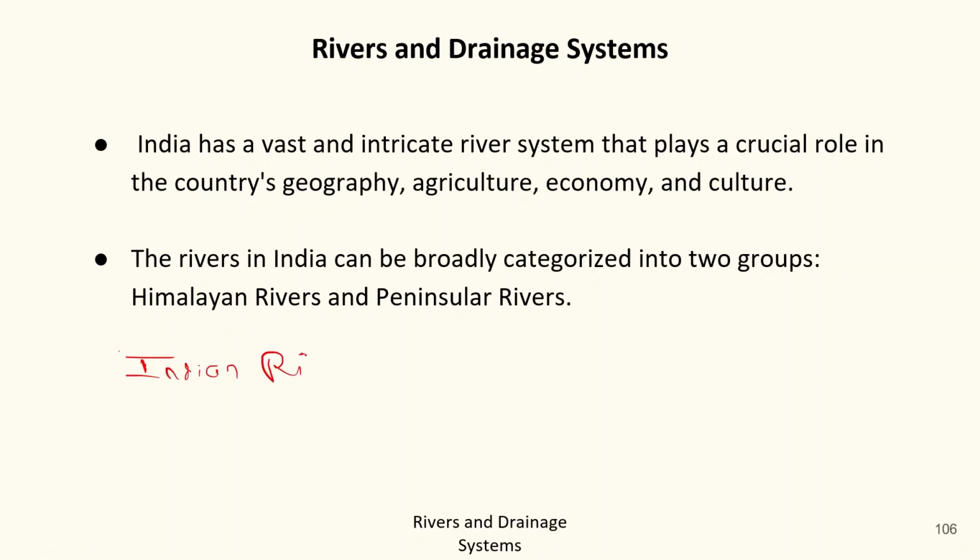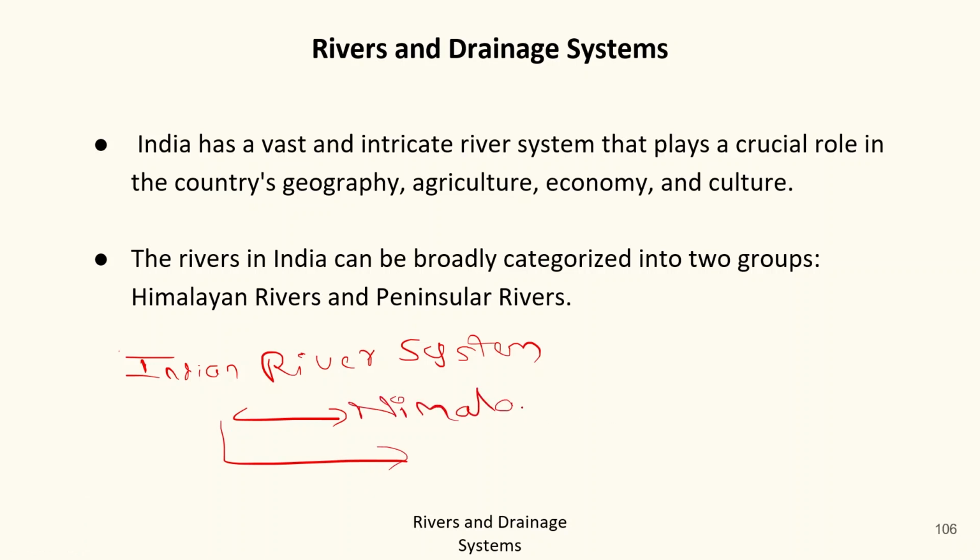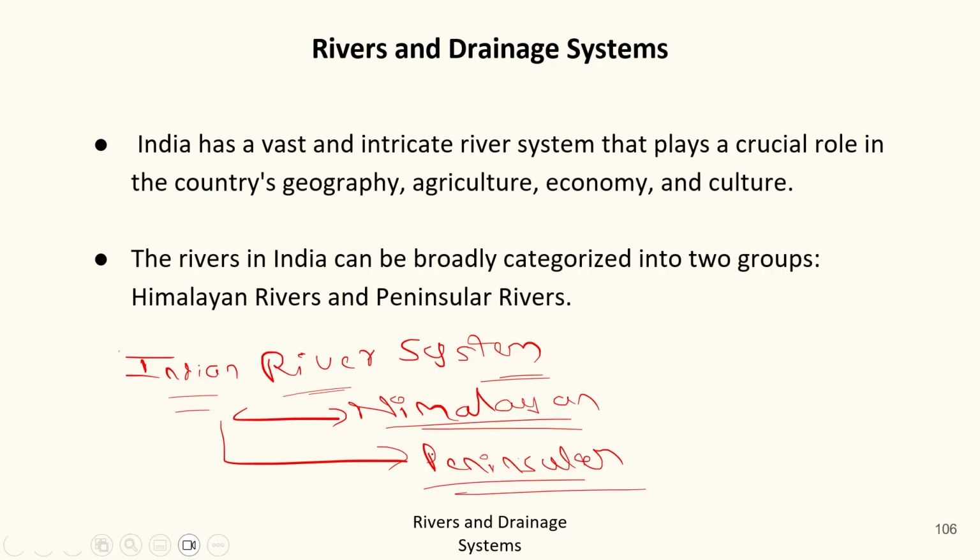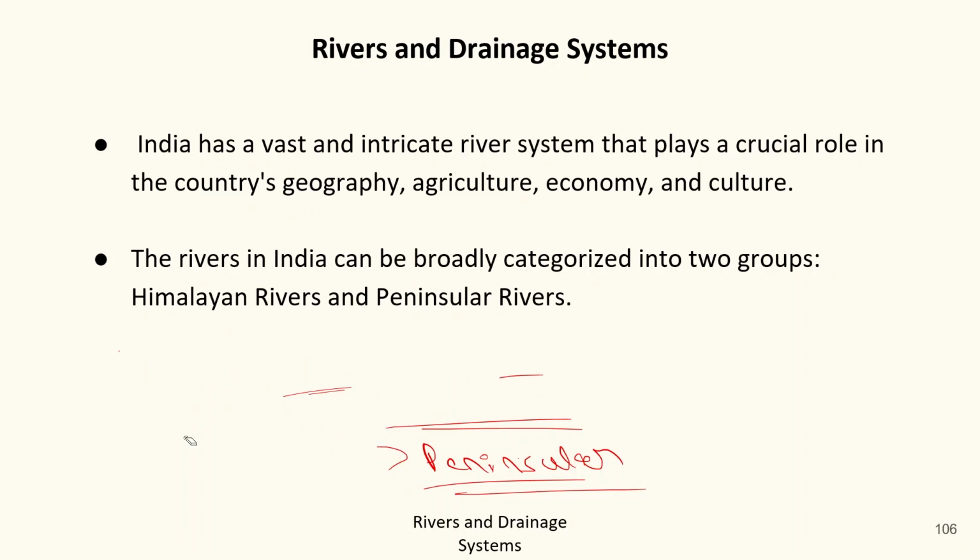Indian river system, and there are two main divisions in it. The first is Himalayan rivers. Second one is peninsular rivers. Okay, so there is a basic division in terms of Indian river systems, as in the Himalayan river and the peninsular river. Okay, we will cover this division in this lecture one by one. Okay, so let's have a look at this.